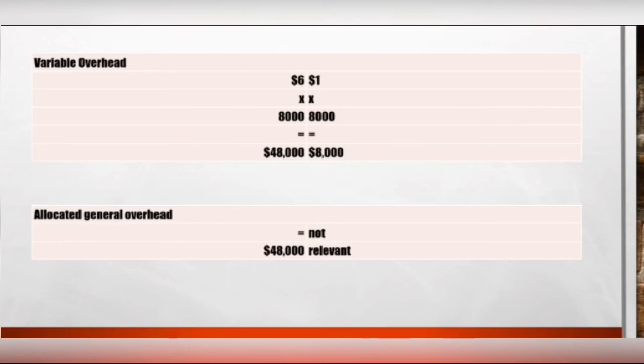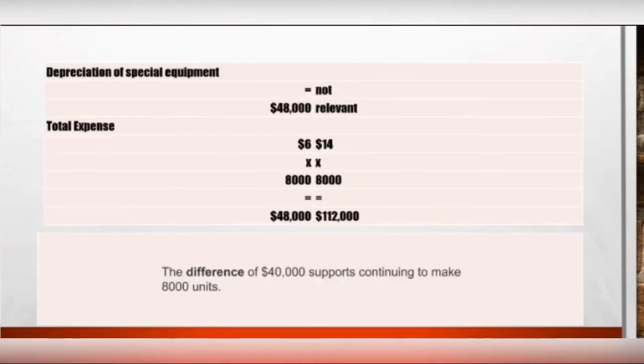So, sa 6, 48,000 na gihapon. Tapos, mao sa bigas is relevant. Depreciation of special equipment sa wala, 48,000 as is ra gihapon. So, ang total expense is 6 times 8,000 equals 48,000. 14 times 8,000 equals 112,000. The difference of 40,000 supports continuing to make 8,000 units.